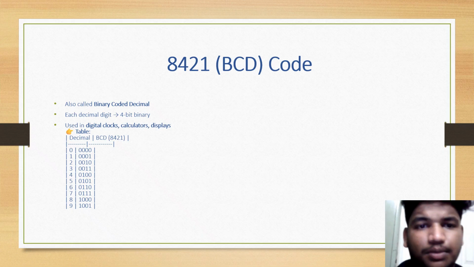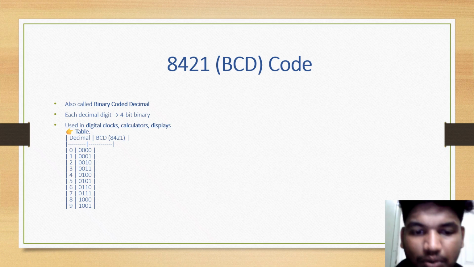Now I want to explain the BCD code. BCD code is valid up to 9 numbers only. This is about the BCD code, and it covers only 9 numbers. It is also called binary coded decimal. BCD code is valid only from 0 to 9.